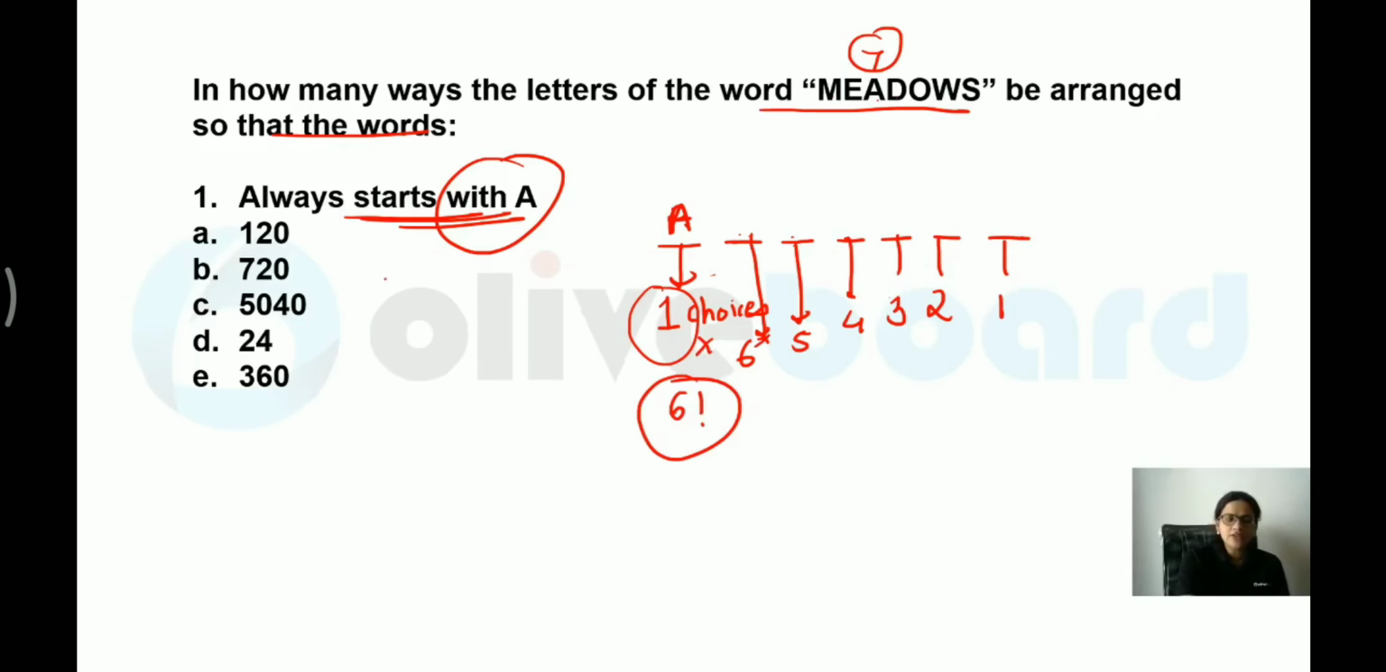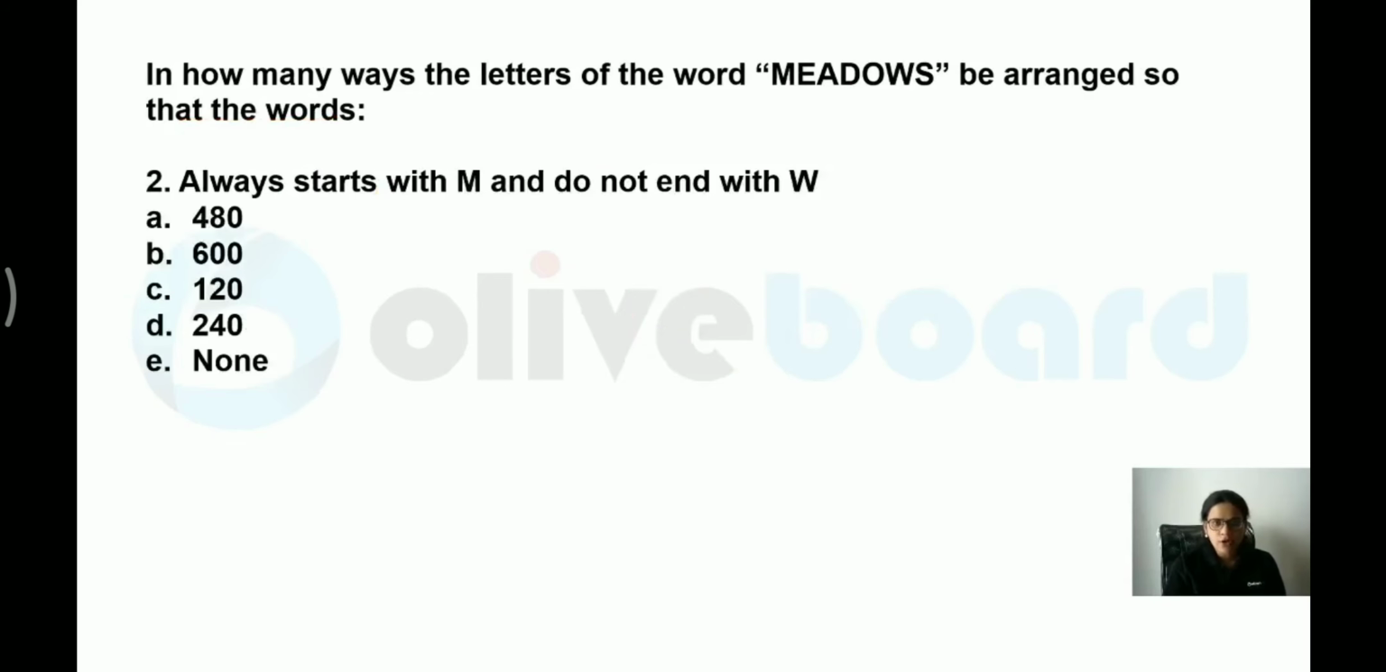Are you getting it? So whenever you are doing such type of questions, you just fix whatever values are given in your question and then arrange the remaining letters over here. Okay, so many times such questions have been asked in your exam. So 720 would be the final answer over here. Okay, let me move on to the next question.